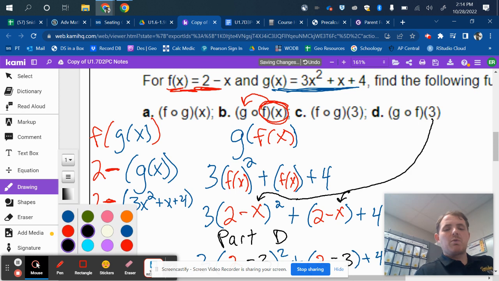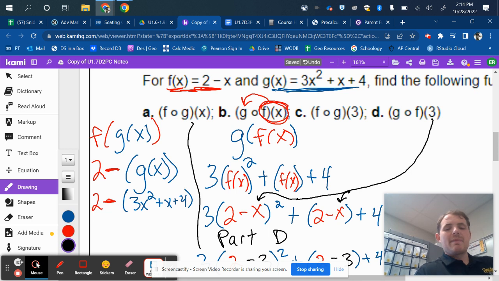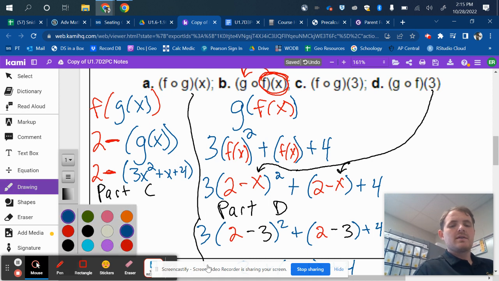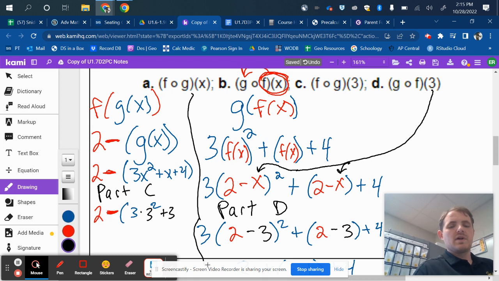A common question as I walked around was, does it matter that there's a bunch of x's? And the answer is yes, it does matter. Okay? So now we're ready for part D, or part whatever, C. So we've got 2 minus 3 times 3 squared plus another 3 plus 4.